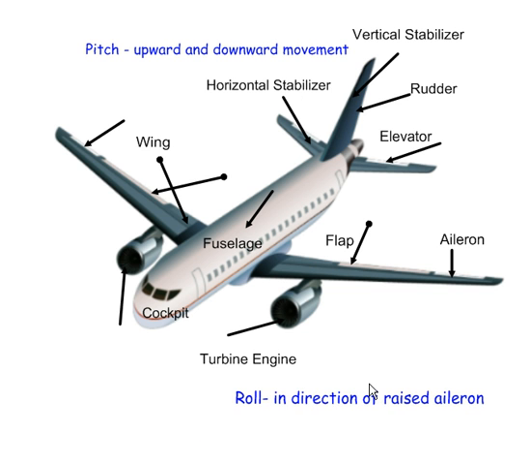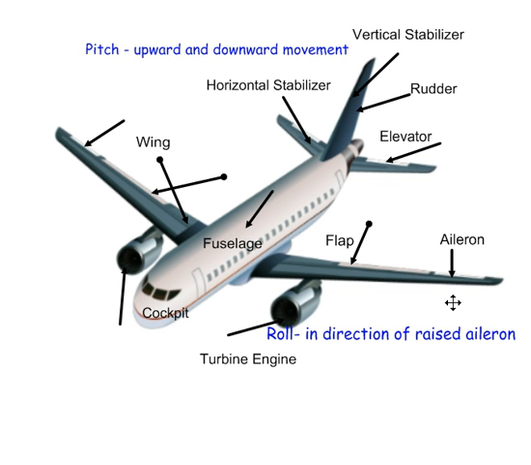Then we have the roll, and the roll is caused by the ailerons. So if we turn the left aileron up and the right down, we would roll to the left, and vice versa.